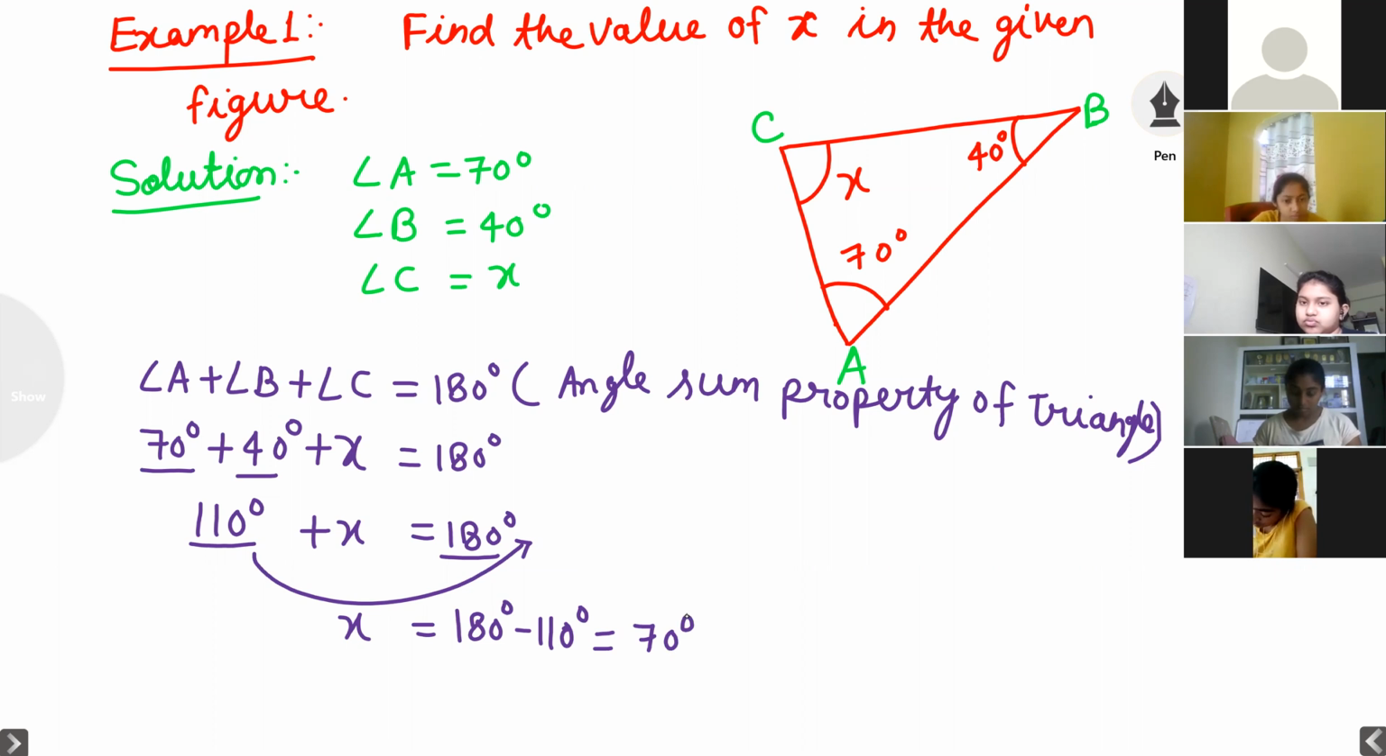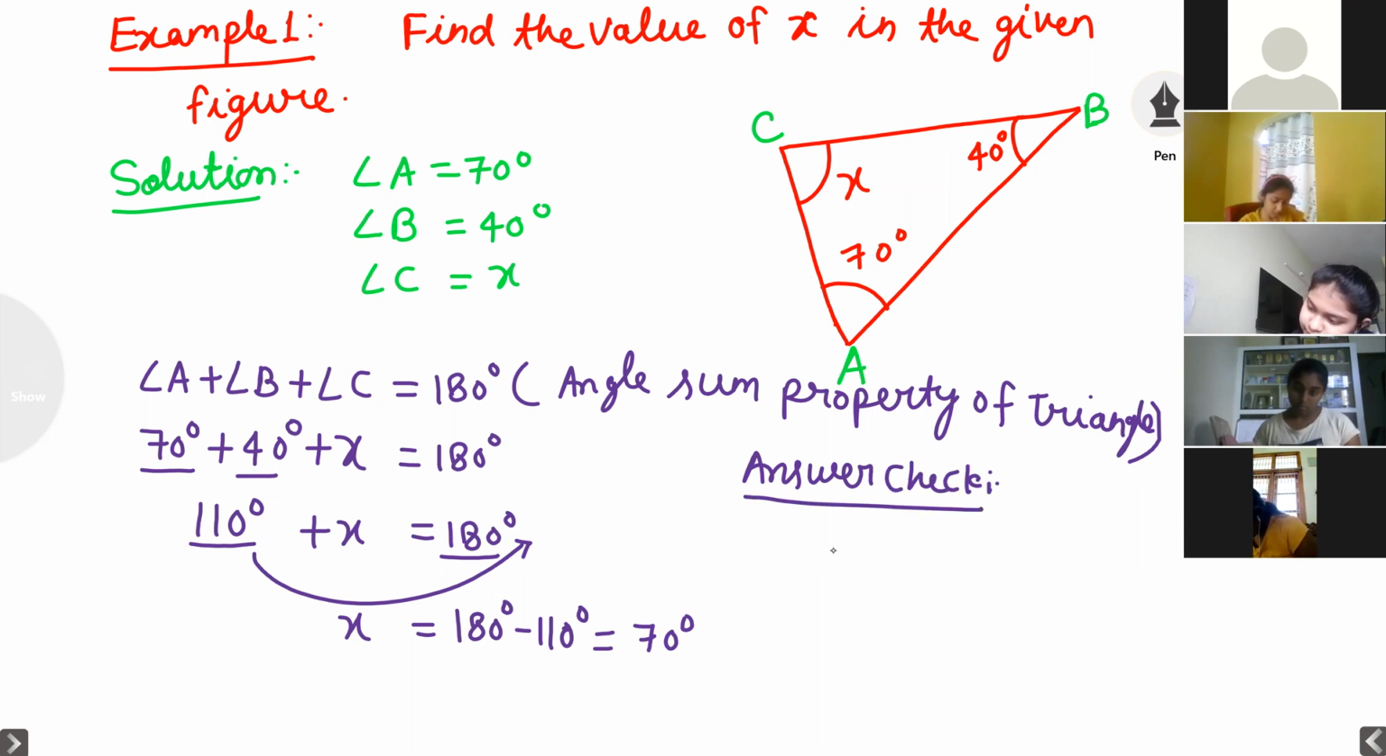How to check whether our answer is right or wrong? The sum of all three angles will become 180 degrees. Answer check. First angle 70 degrees, 40 degrees, and the third angle we got is 70 degrees. What is the answer? 180 degrees is coming. Yes, our answer is right. Note down, everyone.